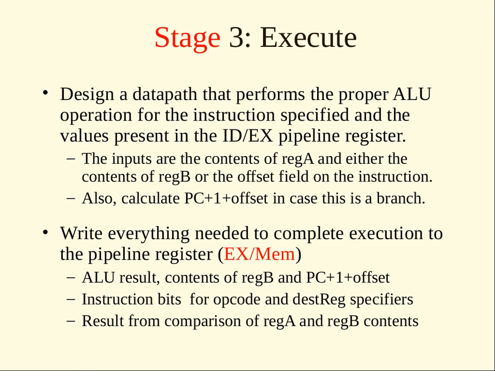All right, the inputs are the contents of A and B and the offset field in the instruction, because you got to read from the instruction and calculate PC plus 1 plus offset in case this is a branch. Write everything needed to complete execution to the next pipeline register. So it's just doing math. I mean arithmetic, which is not math. Trust me.